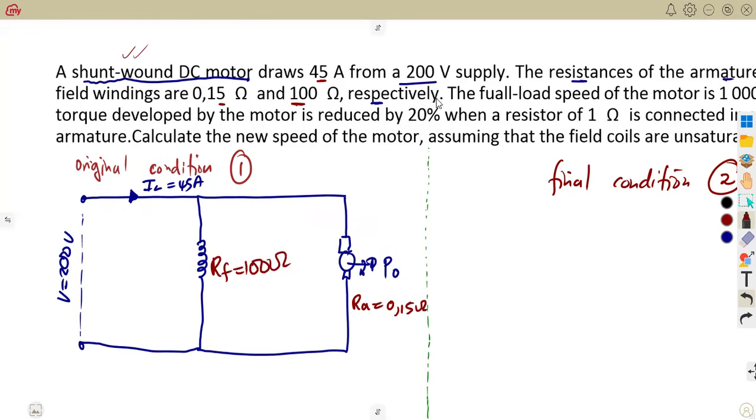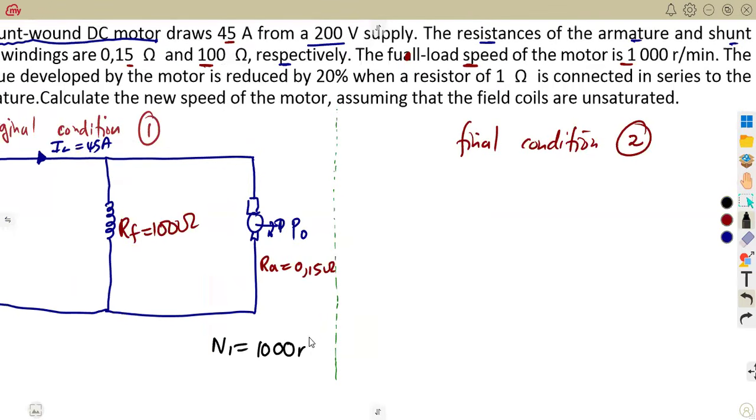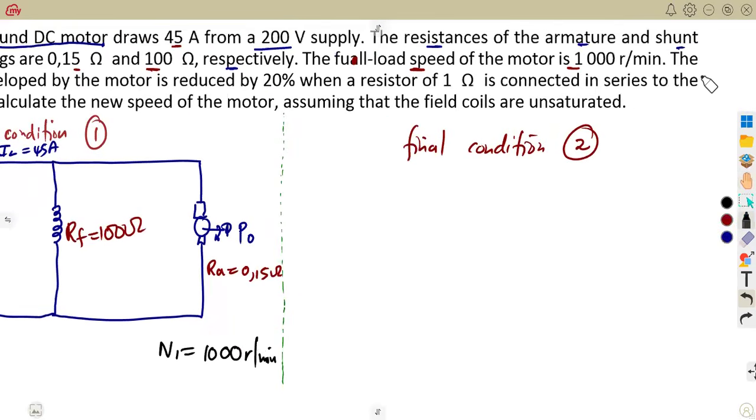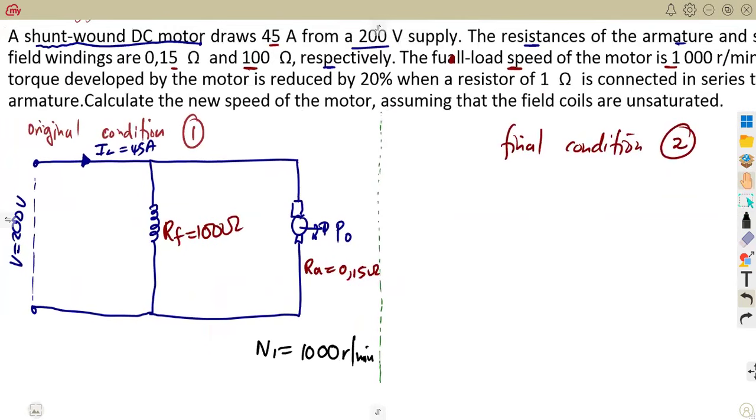Have your sketch. The full load speed, like I was saying, that is originally N1, that is 1000 revs per minute at full load. Remember what I was explaining from those formulas, that is at full load. Then they're saying that the torque developed by the motor is reduced by 20% when this is the condition that I was explaining.